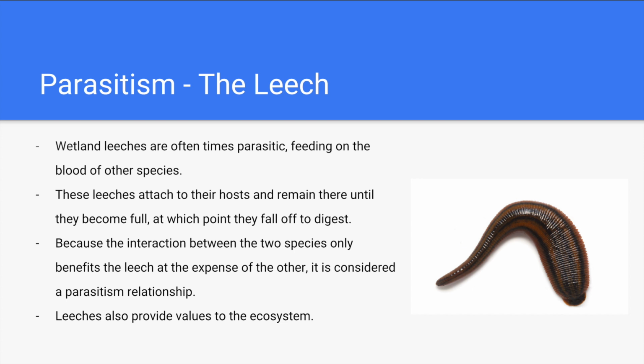Leeches, however, also provide value to the ecosystem. They oftentimes serve as both a predator and prey, depending on the food web relationship. As seen in our food web, leeches can be parasites to raccoons, but also food to frog species.